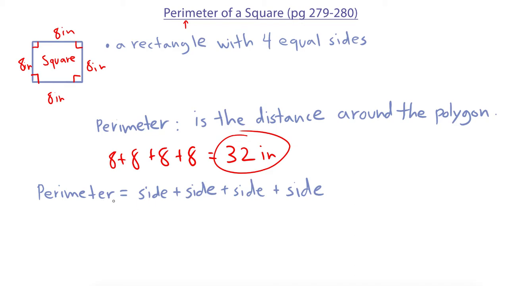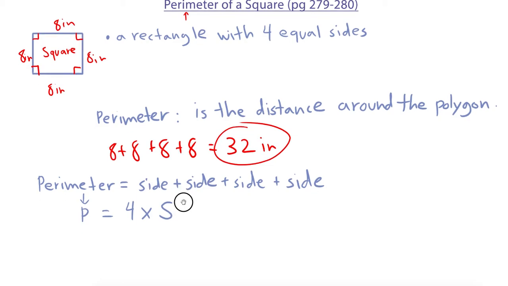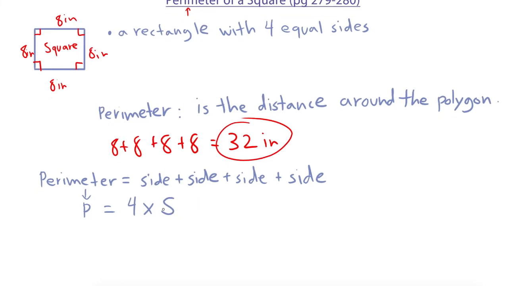I can simplify this formula by saying P for perimeter equals how many sides do I have? 1, 2, 3, 4 times S. S represents side. So P equals 4 times S is the formula you can use to find the perimeter of a square.